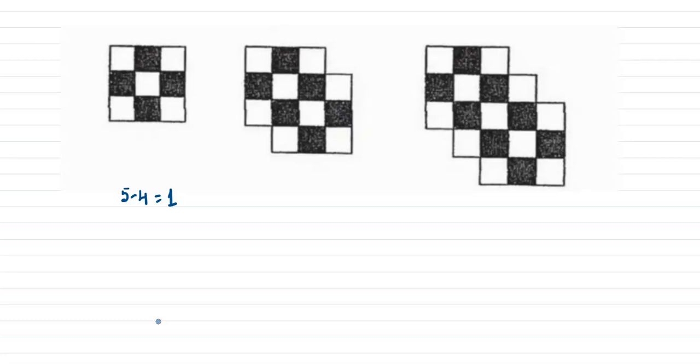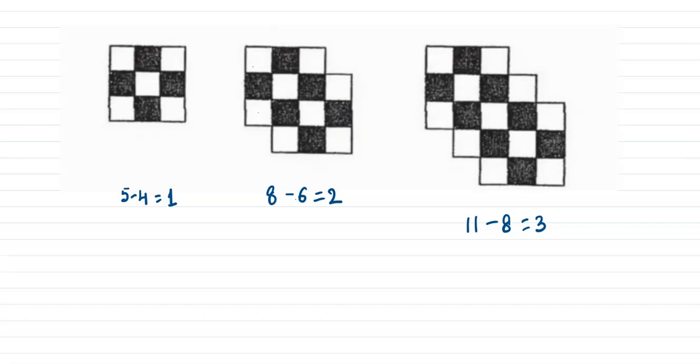Here we have 1, 2, 3, 4, 5, 6, 7, 8, 8 white and 6 black. So the difference is 2. Now here we have 3 times 3 and 2, that is 11, and minus we have 4 groups of 2, minus 8, so that is 3.